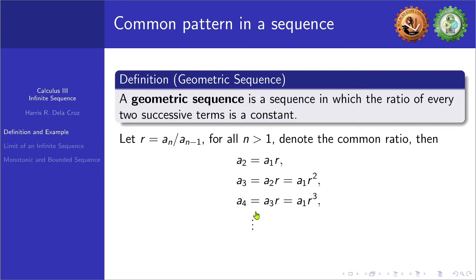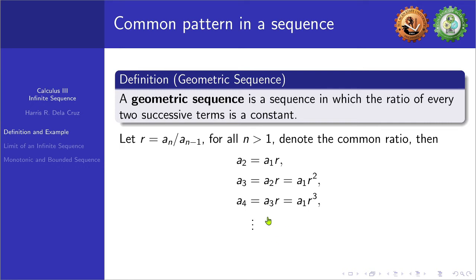A4 is derived by multiplying A3 with R. Again, A3 is A1 R squared. So we have A1 R cubed. Can you guess the next term? So what is A5? A5 is A4 times R. But A4 is A1 R cubed, first term times R cubed. So how do you get R cubed? 4 minus 1, yes. So now we have A5. A5 is A1 times R to the 4.